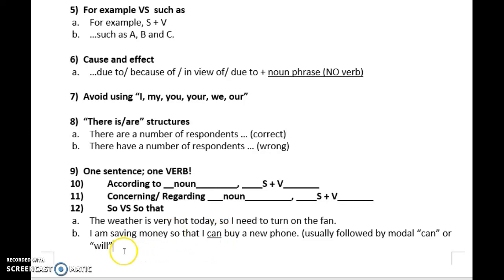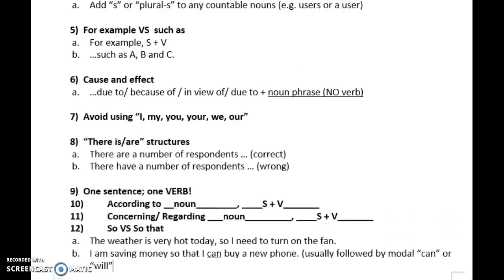I'm saving money. Why? Why do you need to save money? Why are you saving money? Oh, so that I can buy a new phone. So whenever you use so that, it is usually followed by modal can or will.